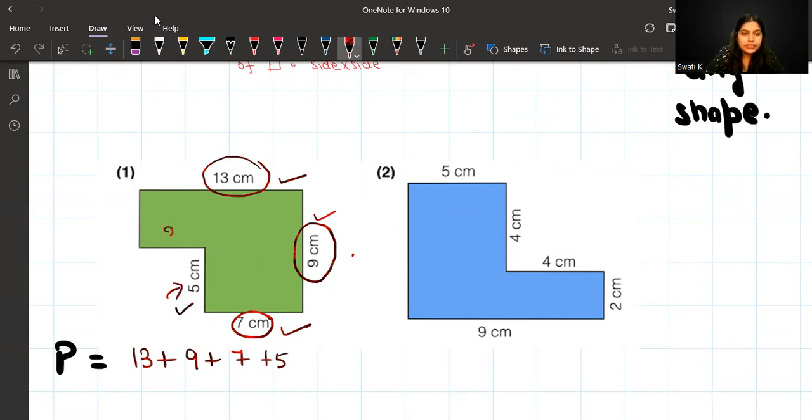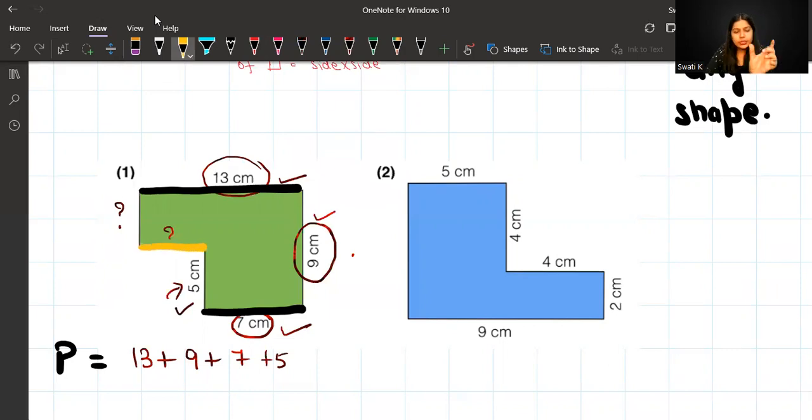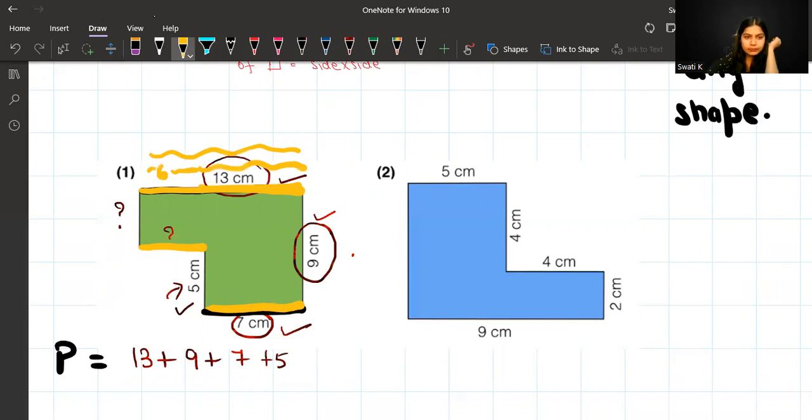Now talking about this side and this side, we do not know the length. We will find it out. So how can we figure it out? Very simple. If this is 13 and this is 7, then if I subtract 7 from 13, which is 6, that is going to be the length of this side. That means if this is 7 centimeter, then this is also 7 only. If this complete side is 13 and this part is 7, then of course 13 minus 7 is 6, which is this one. That's how we can figure out the length. So this is 6, and we write plus 6 here.